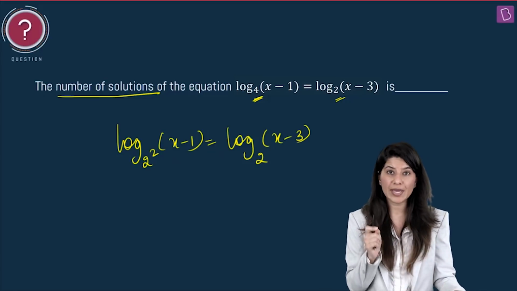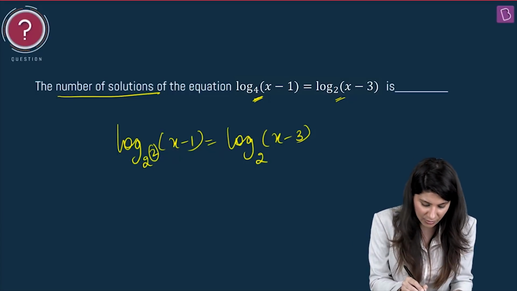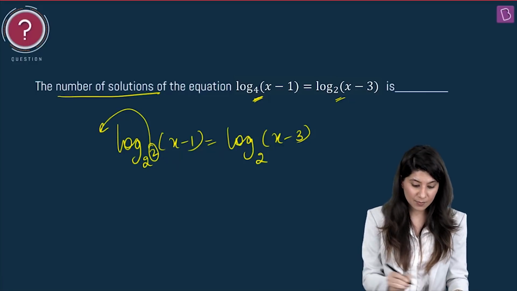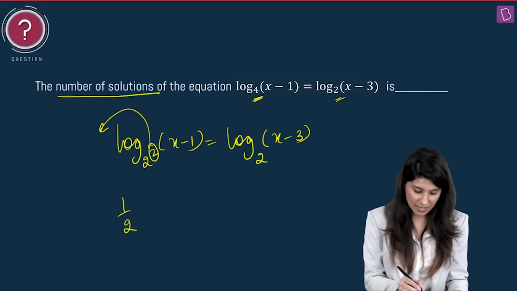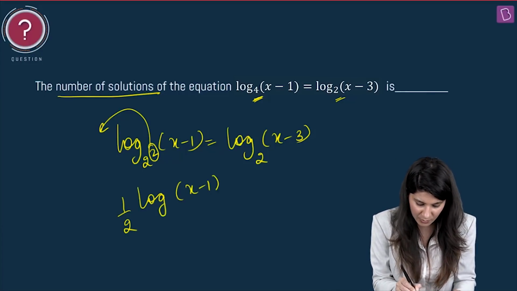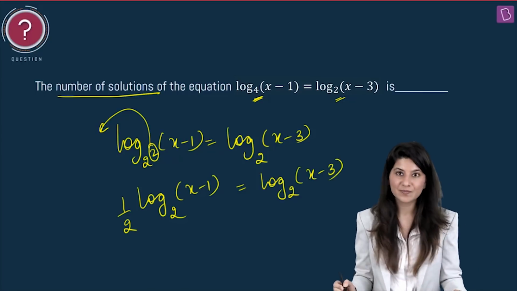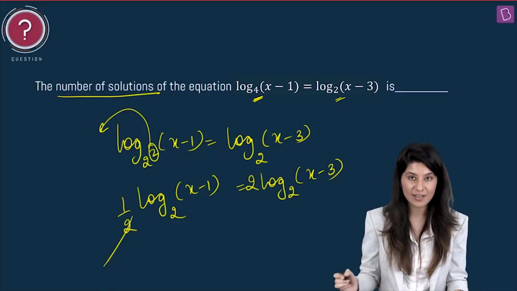Now this is 2 square. Square is on the base. Whenever the power is on the base, we can take out this power in front by taking the reciprocal of that power. So power is 2. Now what I'll be writing is 1 by 2 log of (x minus 1) to the base 2 equals log of (x minus 3) to the base 2. This half I'll be removing from LHS and multiplying in the RHS.